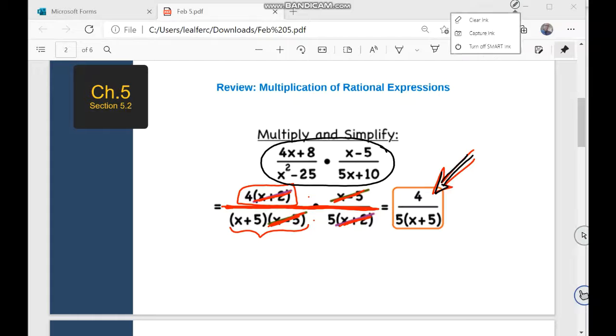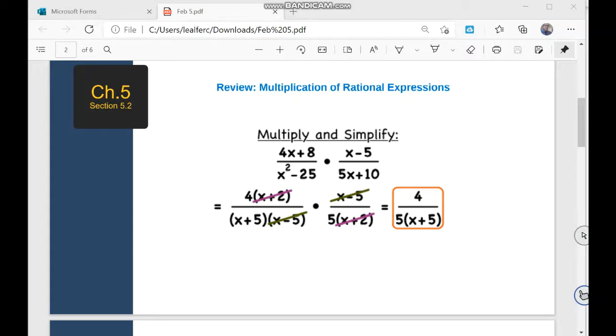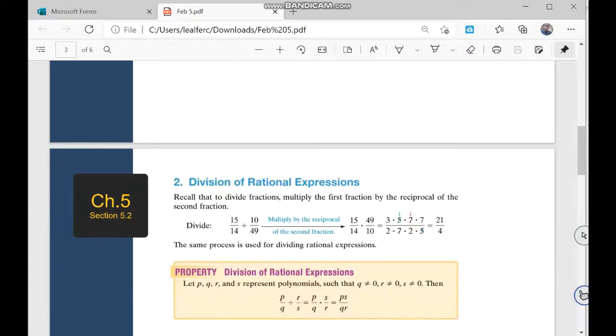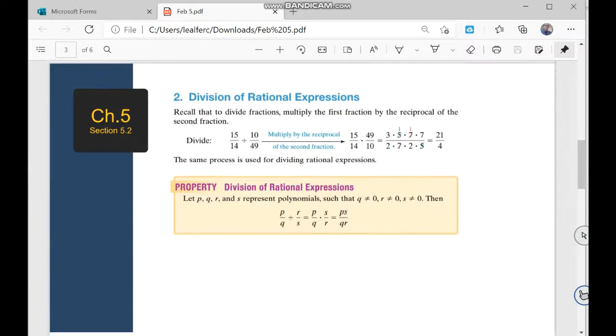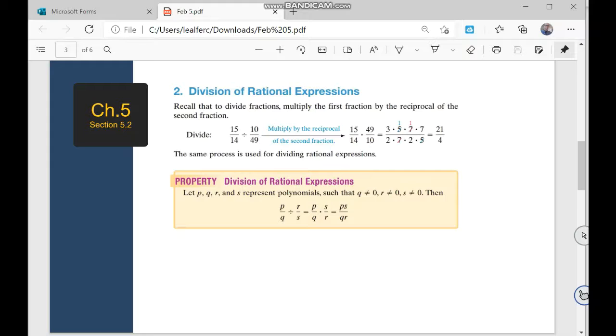Any questions about yesterday? This is a review from yesterday. If you understood the topic of yesterday, the multiplication, you will know how to do the topic of today's class, division of rational expressions. Pay close attention. To work division, you just need one little additional step before the multiplication. Pay close attention now.